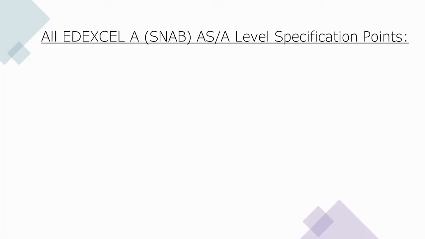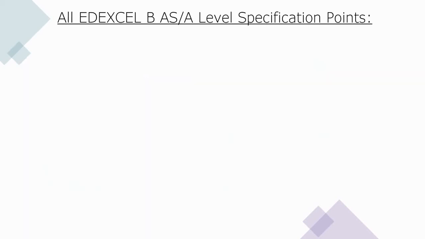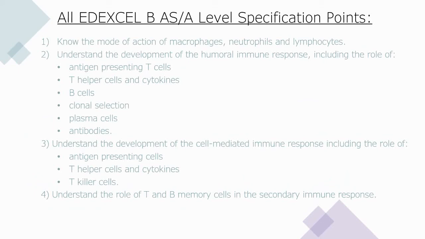So we've got a lot of content to cover today, so I'm not going to read through the specification points, but the main ideas of what we're going to be discussing are non-specific responses, roles of antigen and antibodies, the differences between B cells and T cells, the routes pathogens take when entering the body, and also the barriers that the body has. And then for EDEXCEL B, we're going to be discussing types of white blood cells, the humoral immune response, the cell-mediated immune response, and the role of T and B memory cells in the secondary immune response.